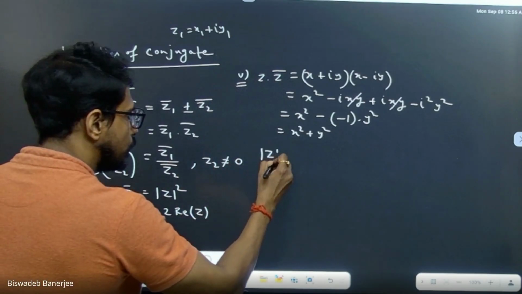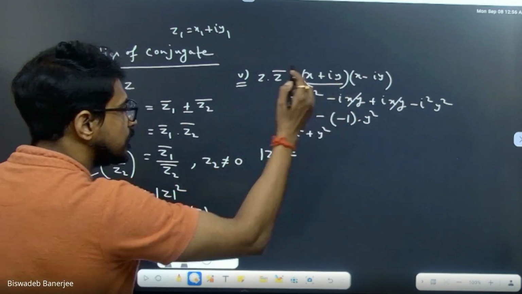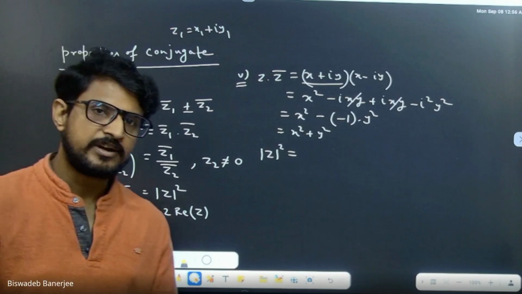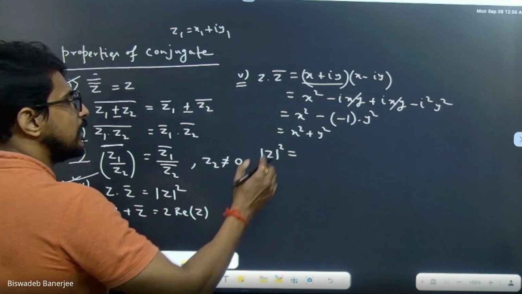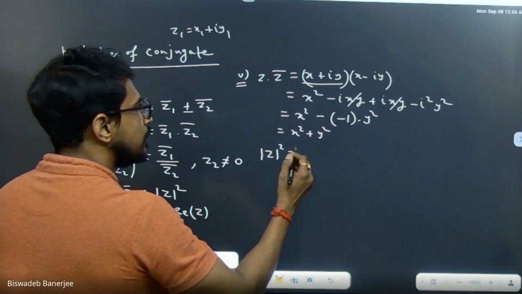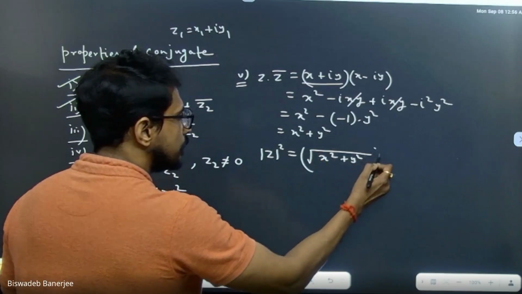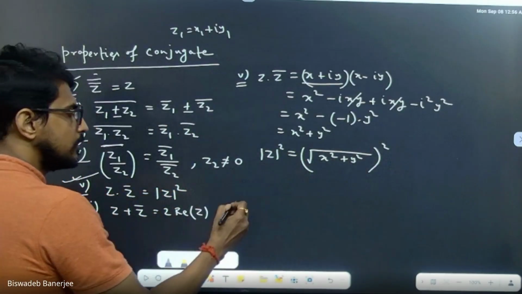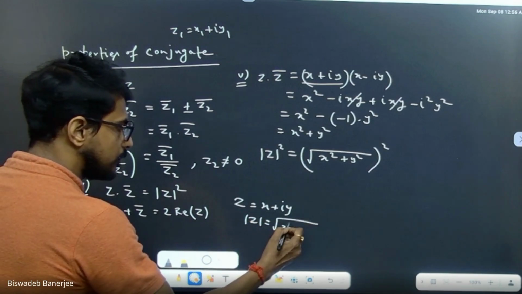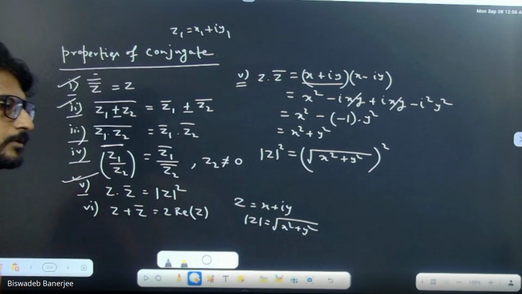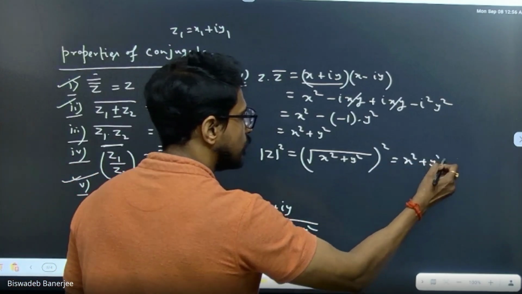Now what is my mod z whole square? Now if z is equal to x plus iy, go through my previous video. My mod z, if z equals x plus iy, mod z will be root over x square plus y square. So this is called the definition of modulus of z. If my z is this, my mod z will be this. And this will give you x square plus y square, which is this.